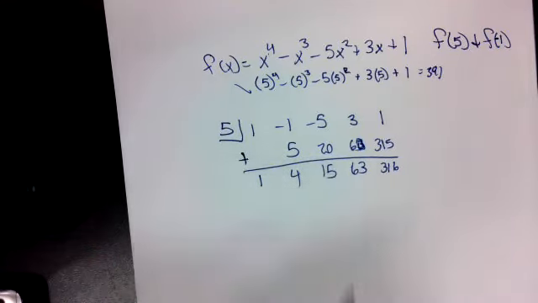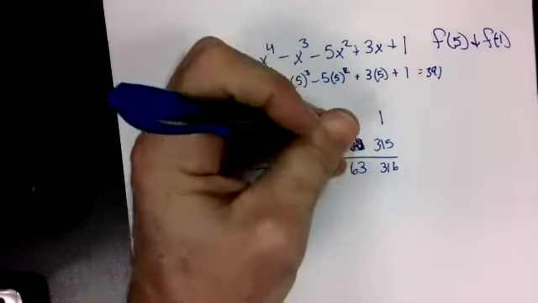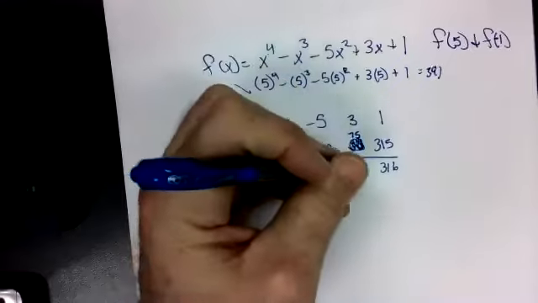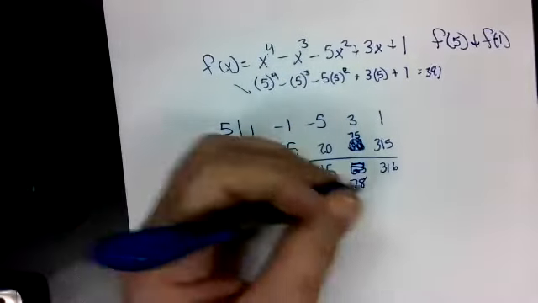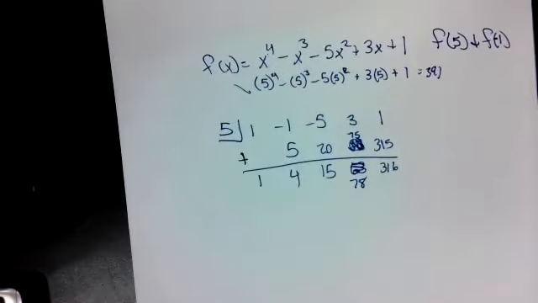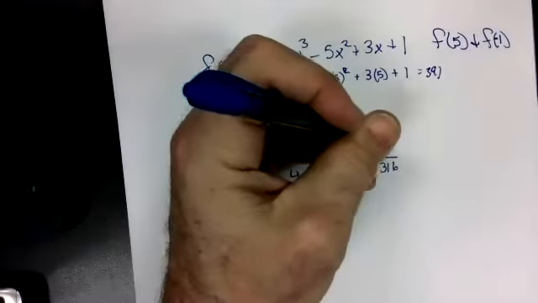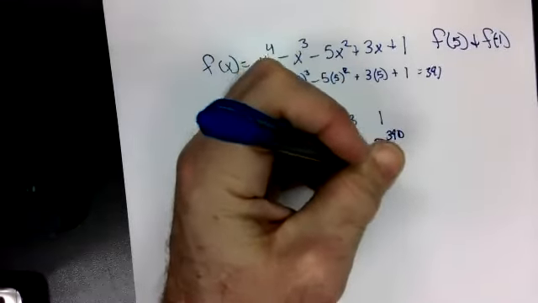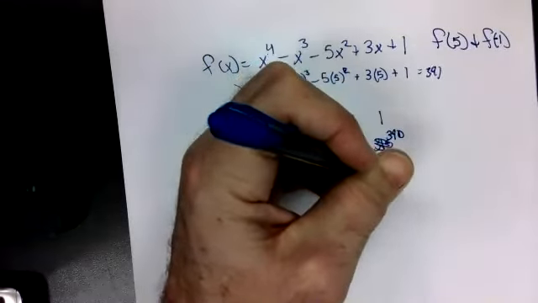Yeah, I did. 5 times 15 isn't 60, dummy. 5 times 15 is 75. So that should be 78. That's what happens when I start trying to do too much in my head. So then that's 390. And then I get the 391 that I was supposed to get.